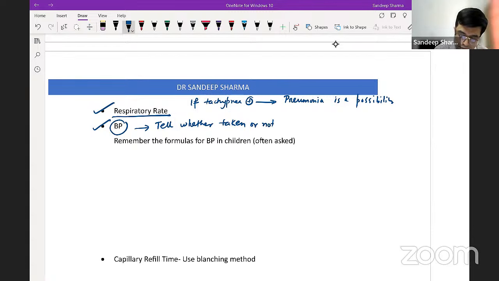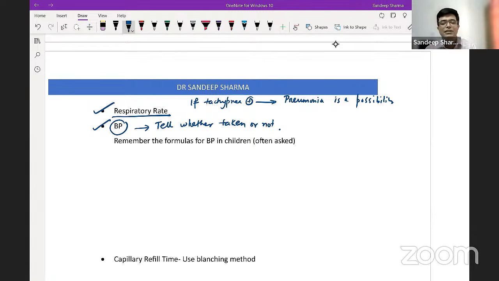Be honest here. Honesty is the best policy. You say, sir, BP not taken. The examiner will say, why? You will say, sir, child is 2 years. I did not have the appropriate cuff size. If cuff size is there in the ward, you will ask for it. You will take the BP.